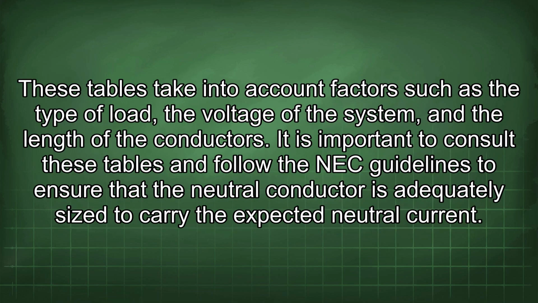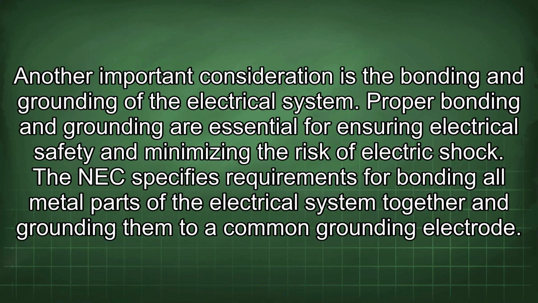These tables take into account factors such as the type of load, the voltage of the system, and the length of the conductors. It is important to consult these tables and follow the NEC guidelines to ensure that the neutral conductor is adequately sized to carry the expected neutral current. Another important consideration is the bonding and grounding of the electrical system.